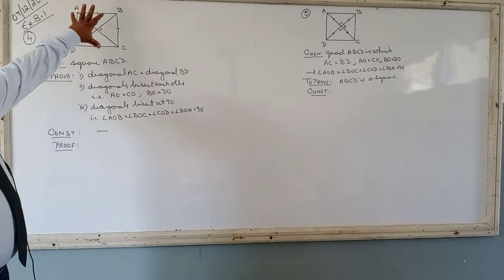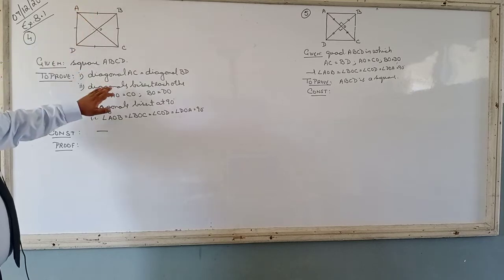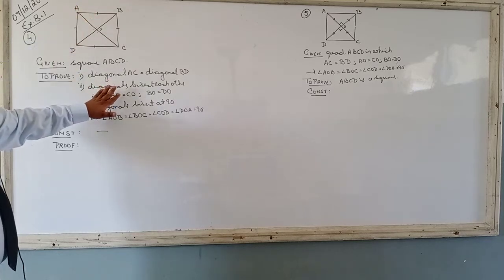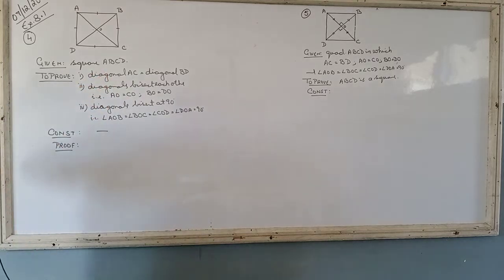We know it is a square. We know the diagonals bisect each other. We know the diagonals are equal. But he is saying prove them. Correct? He is telling us to prove them. So one after the other we are going to prove it.